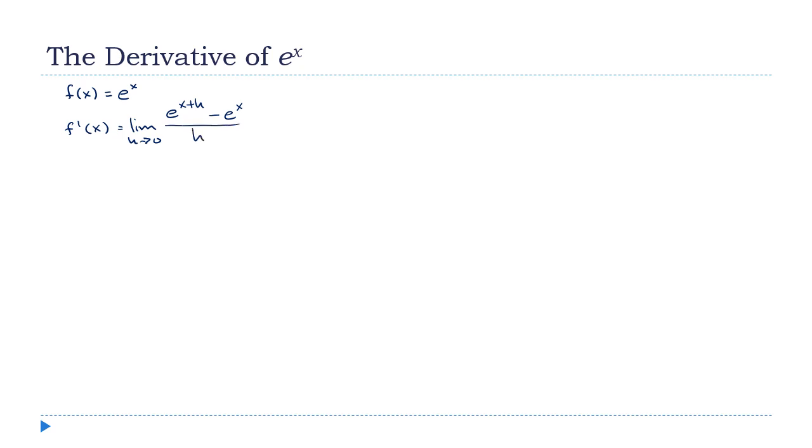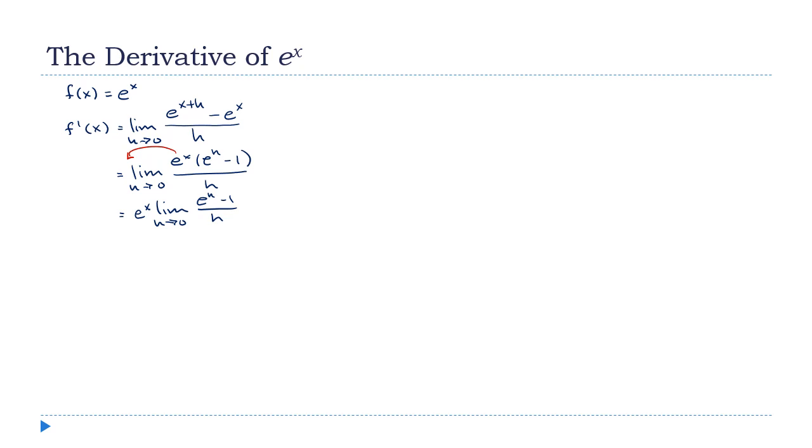And let's see, I'm going to factor e to the x out of the numerator there. This is the limit as h approaches 0 of e to the x times e to the h minus 1, all over h. And because that e to the x doesn't depend on h, I can bring it out in front. So this will become e to the x times the limit as h approaches 0 of e to the h minus 1 over h.